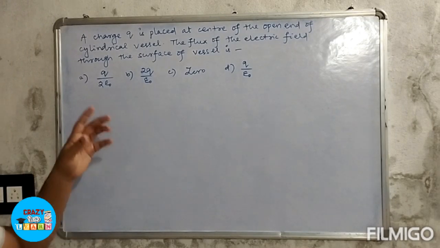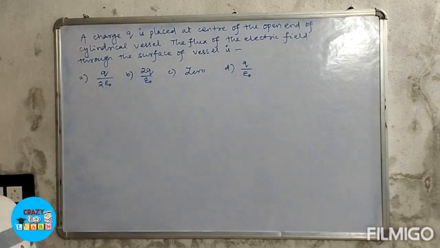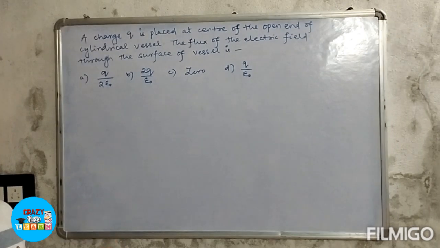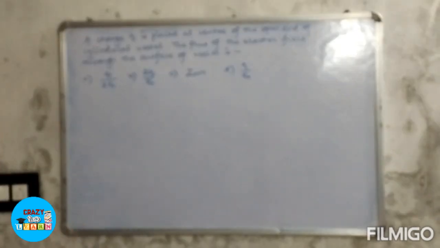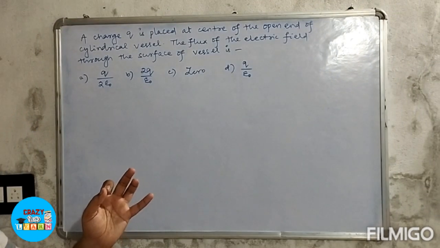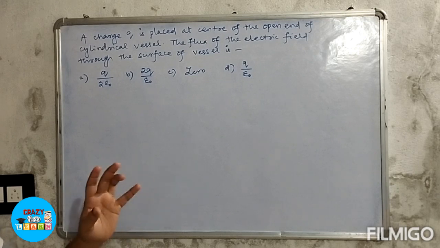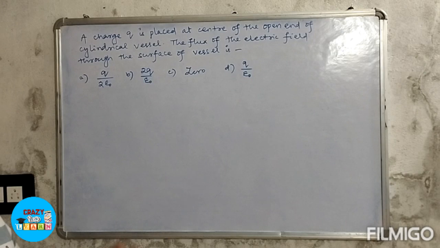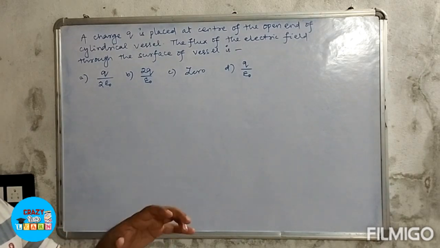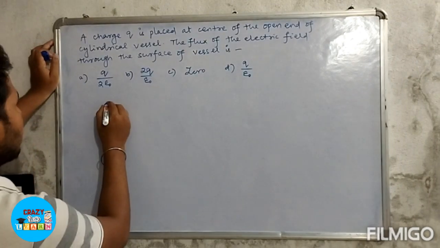Okay, so to solve this question, you should have the idea of Gauss theorem. What does Gauss theorem describe to us? Gauss theorem describes that the total electric flux linked with any surface is equal to 1 by epsilon times the total charge enclosed by the surface. Okay, I am writing it here.